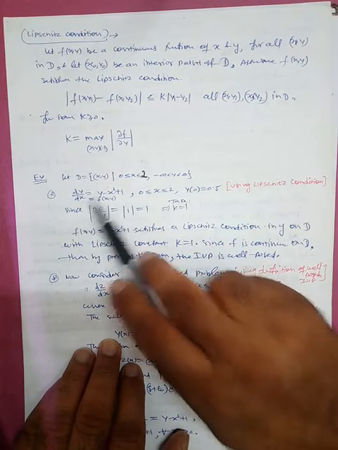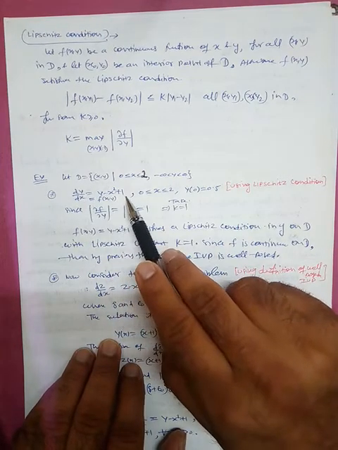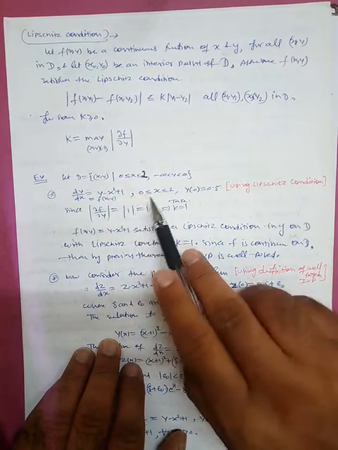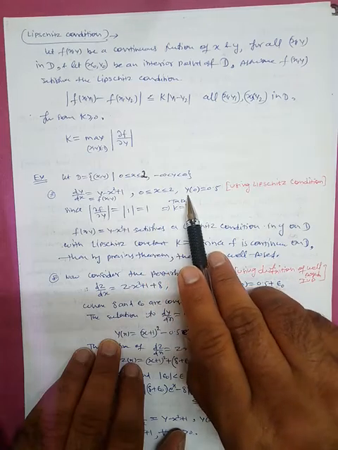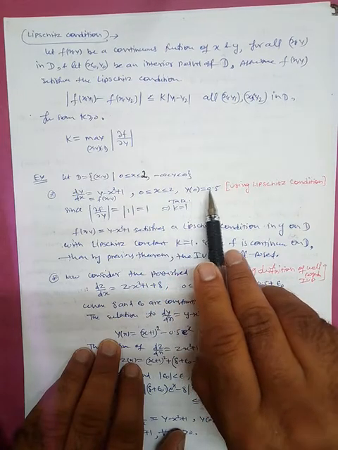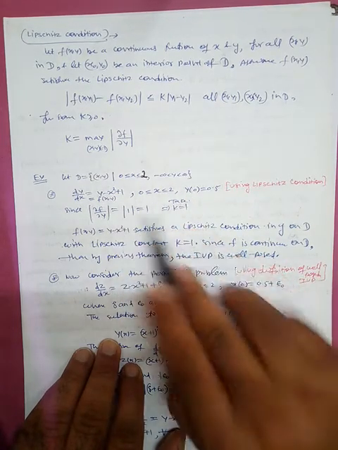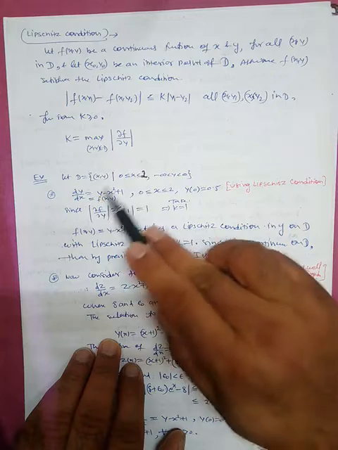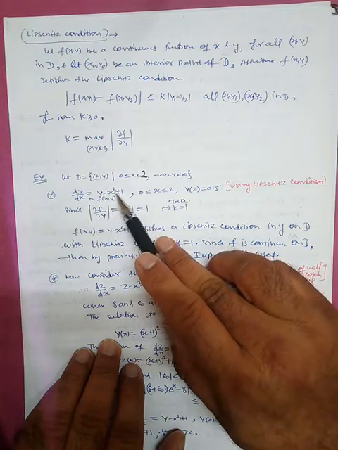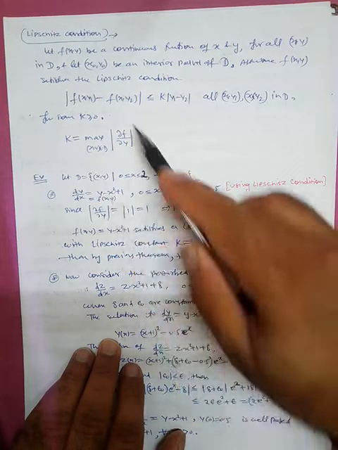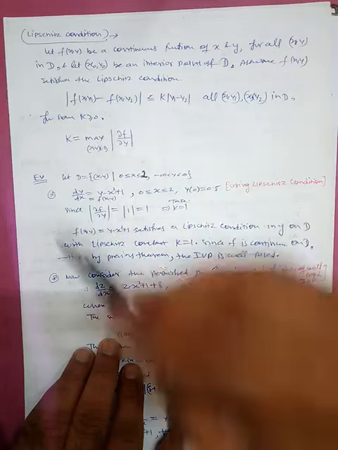So now dy by dx is equal to y minus x square plus 1, where x varies from 0 to 2 and y at 0 is 0.5. So this is the equation. So what is your f? f is basically this, y minus x square plus 1. So now first find out the constant k.